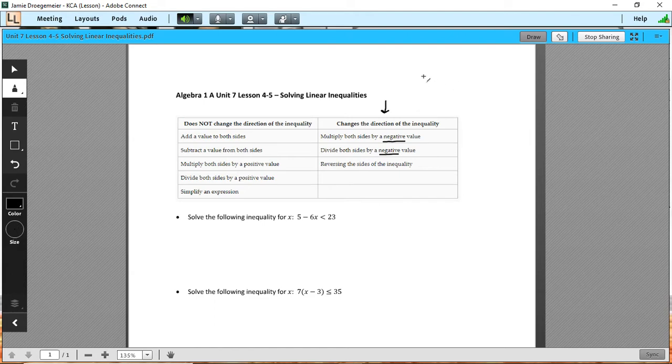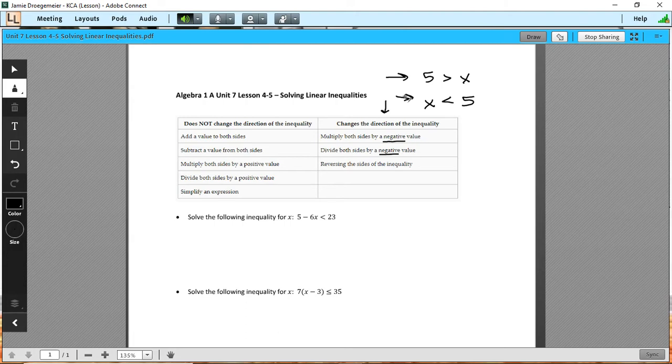Basically what they're saying there is, let's say I had something like 5 is greater than x. If I switch the sides, if I move the x to this side and the 5 to this side, we're also going to need to change the direction of that inequality symbol. So these two expressions are the same, but that's what the third thing in the table is referring to. All right, so let's jump into some examples.